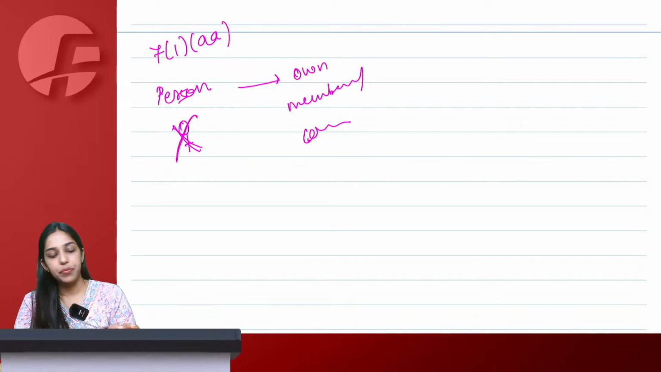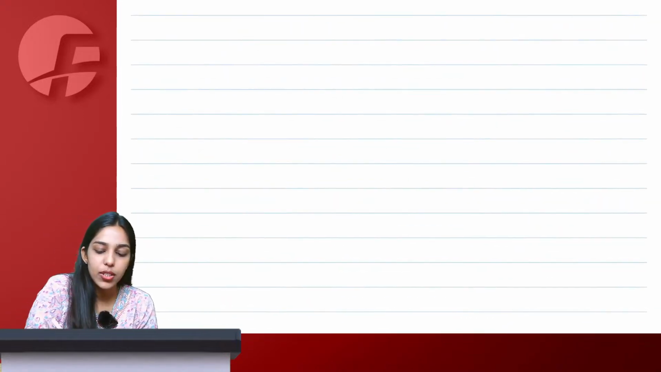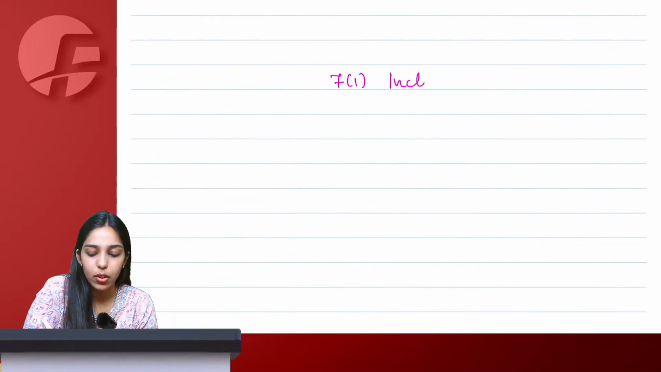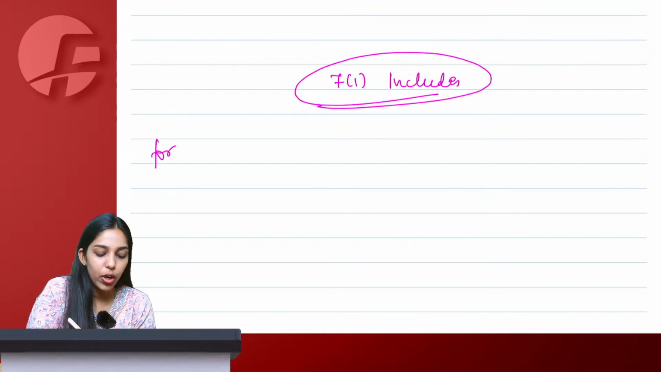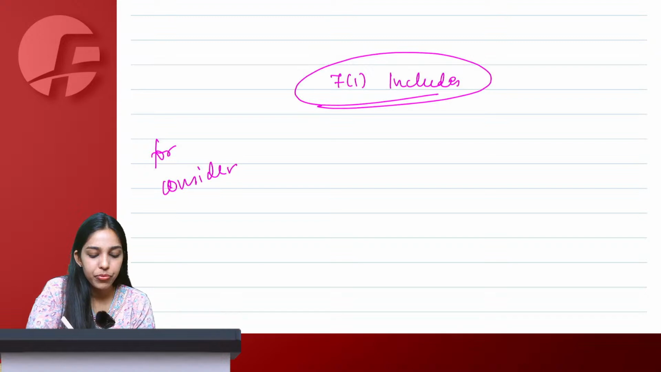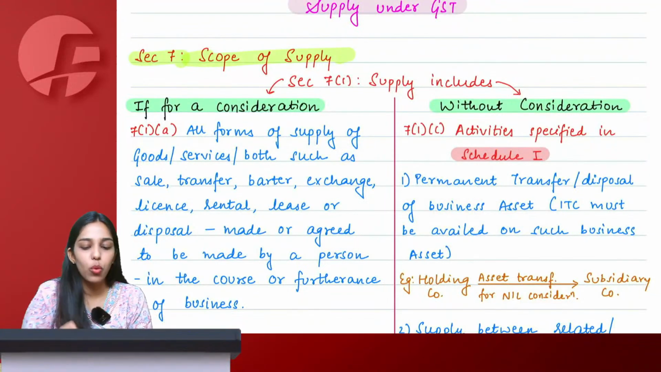Here we complete our with consideration column. So section 7(1) supply includes for consideration, without... okay, let's do one thing. We'll come to notes only and clear this up. So section 7, scope of supply.